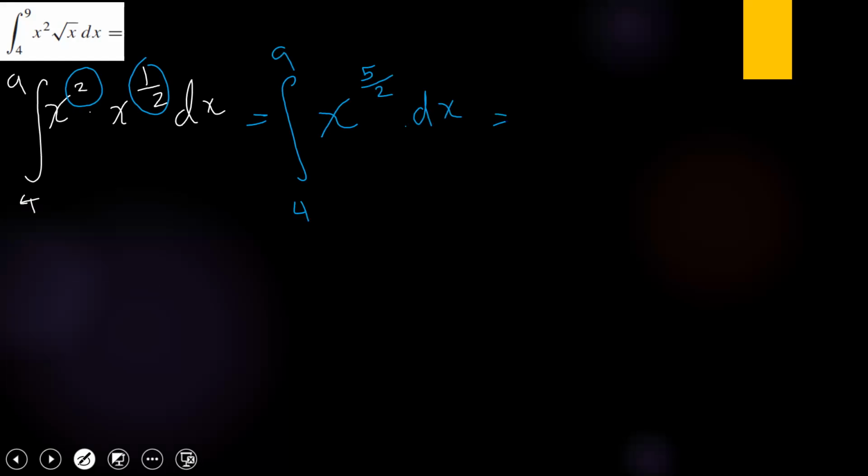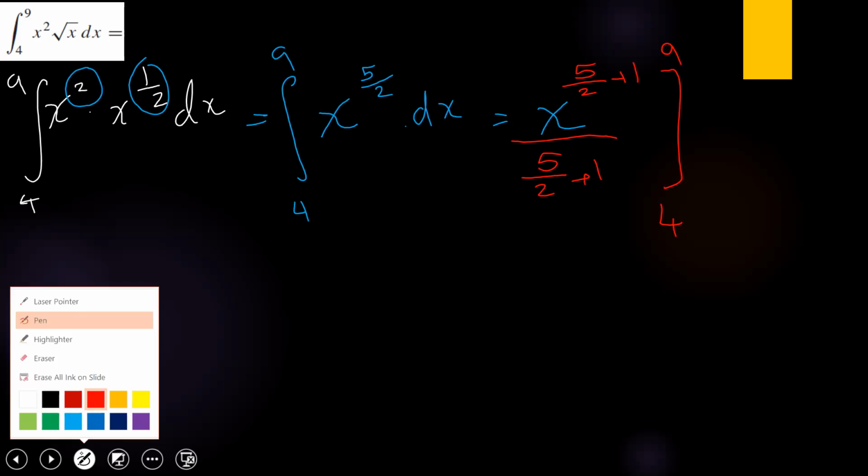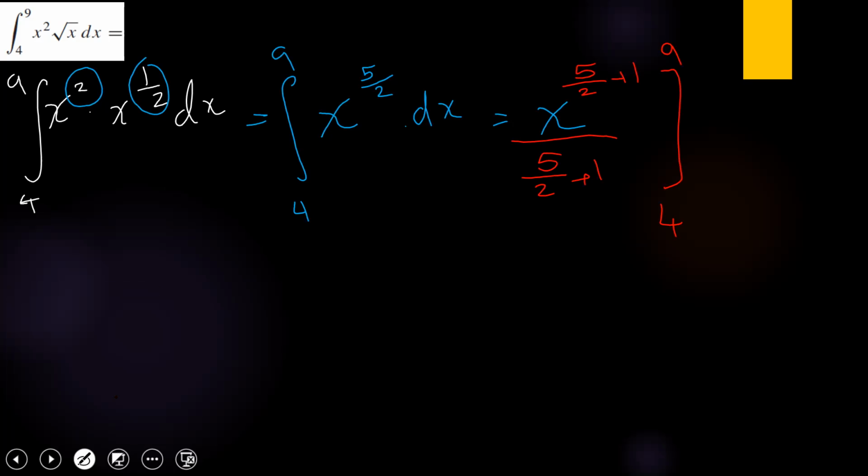Now I want to integrate. Now x to the power 5 over 2, it will be x, then I will add 1 to the 5 over 2, over the new exponent, 5 over 2 plus 1. Then since I integrated now, I have to write 4 to 9 with a new parenthesis here. Then x to the power 5 over 2 plus 1, which can be written as 2 over 2. So we have x to the power 7 over 2, over 7 over 2, from 4 to 9.